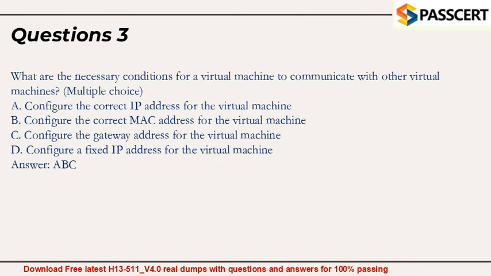Question 3. What are the necessary conditions for a virtual machine to communicate with other virtual machines? Multiple choice. A. Configure the correct IP address for the virtual machine. B. Configure the correct MAC address for the virtual machine. C. Configure the gateway address for the virtual machine. D. Configure a fixed IP address for the virtual machine. Answer: A, B, C.